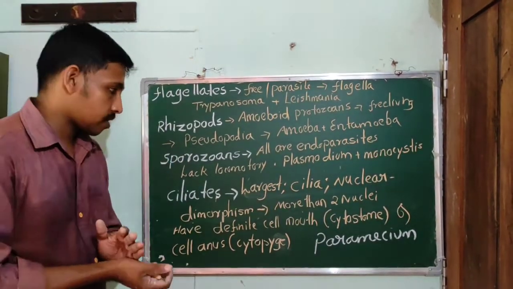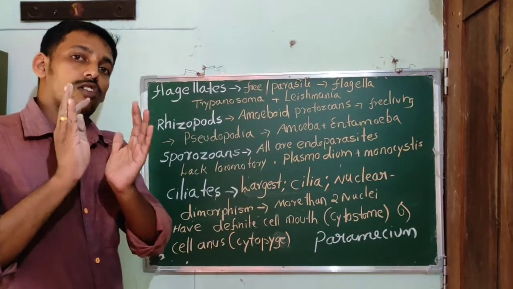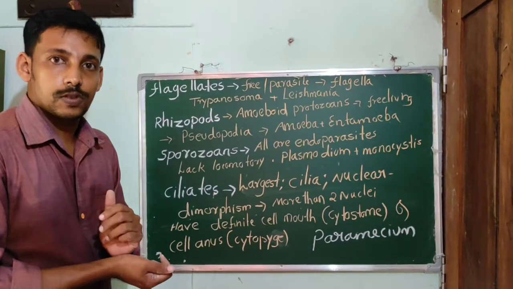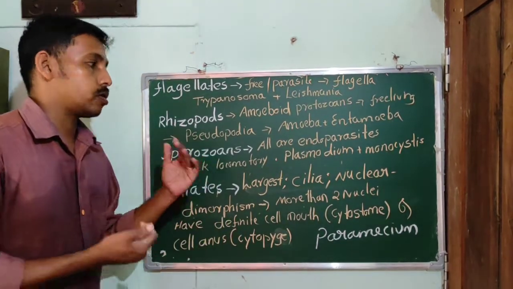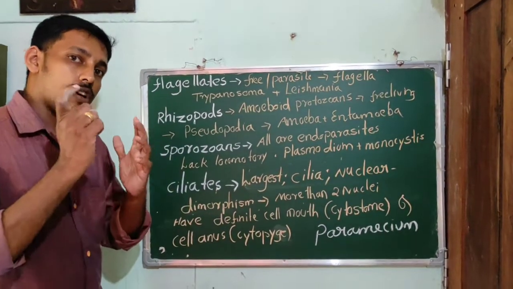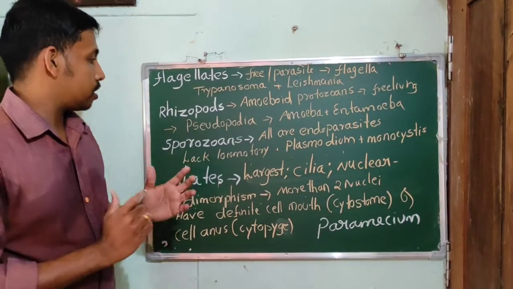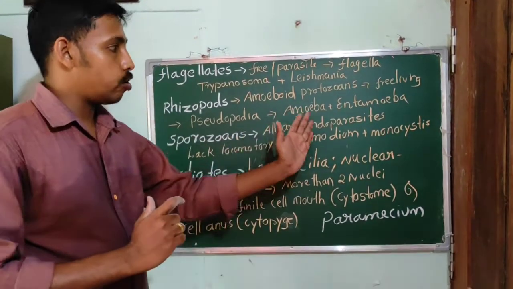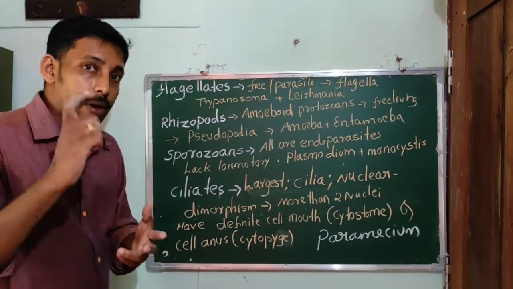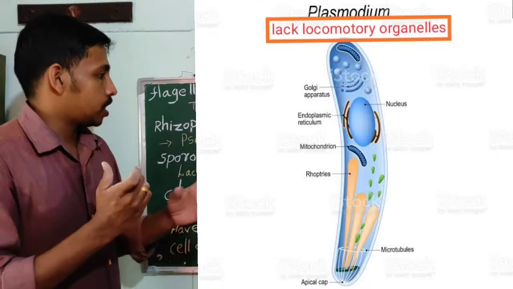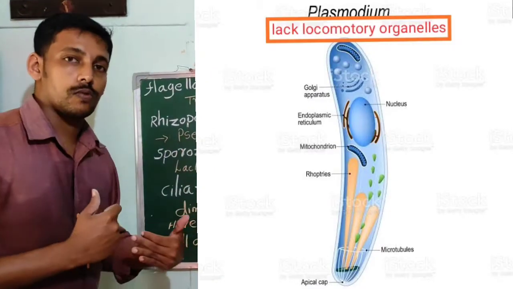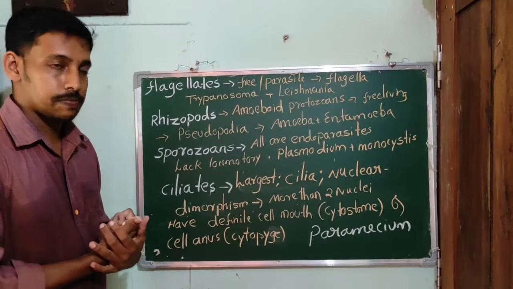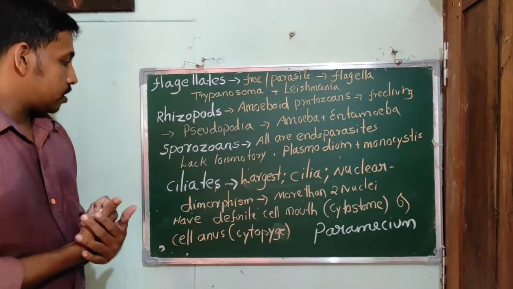Then in the case of sporozoans, they lack a locomotory organelle. This is the group of protozoans which lack locomotory organelles, and all of these organisms coming under the sporozoans are what? Endoparasites. The malarial parasite is an example. Plasmodium and Monocystis are examples for what? The sporozoans.